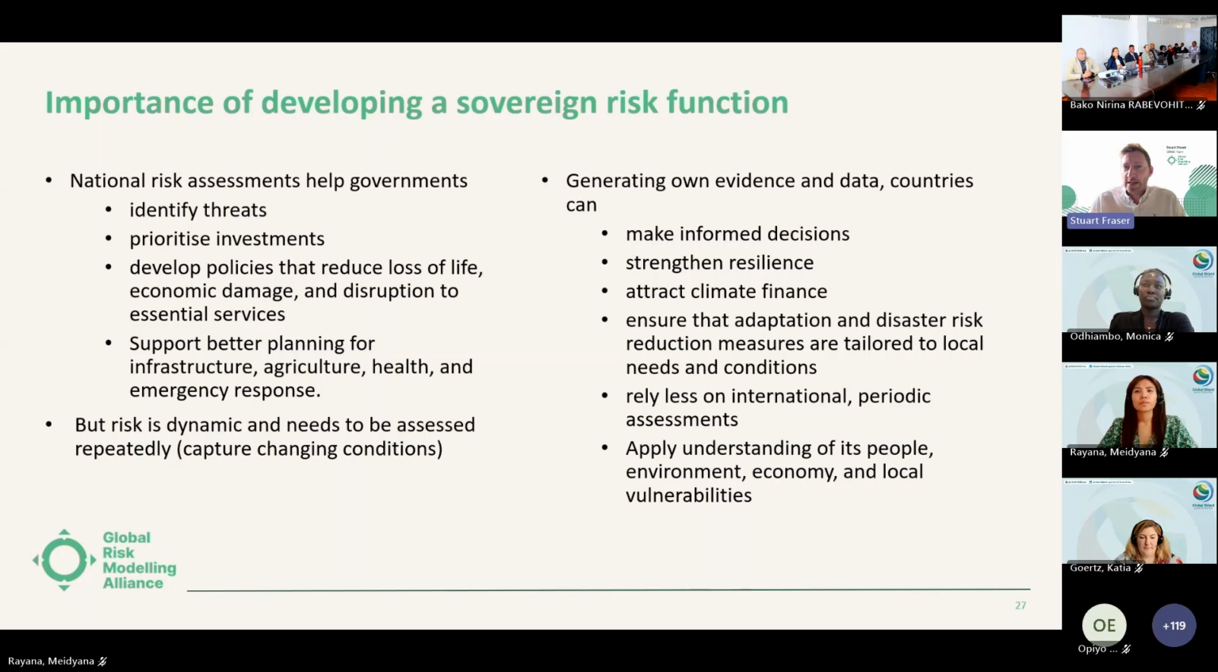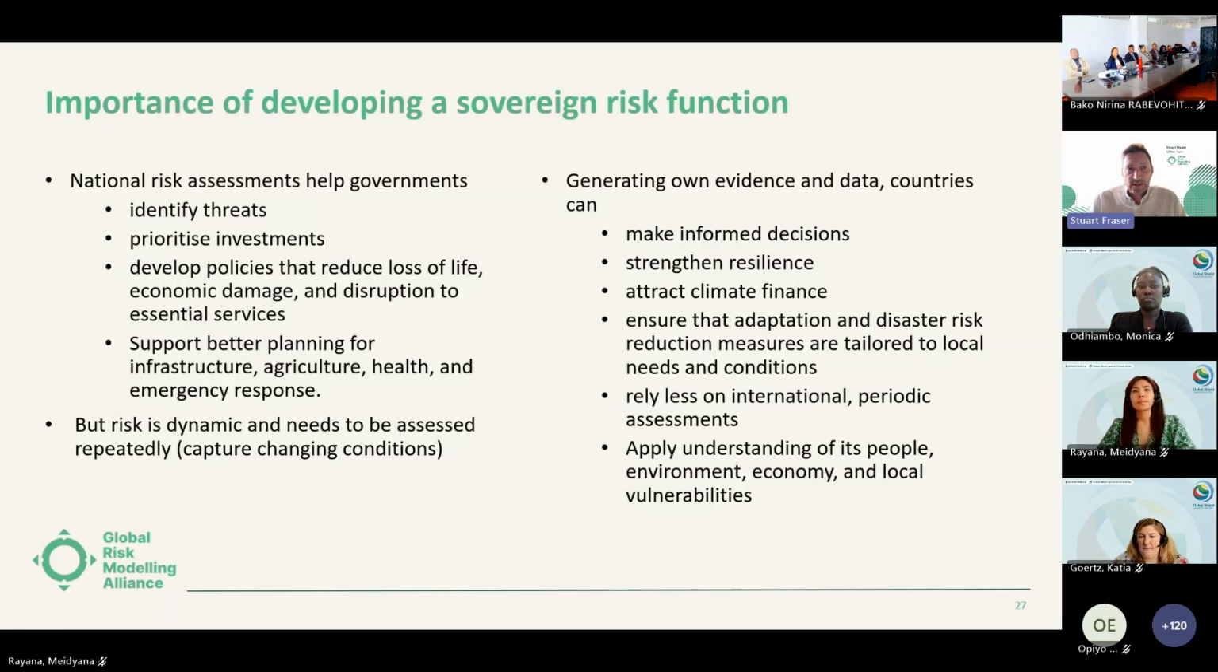And engaging an international consultant to come in every 5 years or so to do a risk assessment gives you a snapshot, but it doesn't enable you to update the view of risk as your cities are changing or as your hazard profile is changing, and capturing changing conditions with the local expertise that exists in your institutions over time, every year or every couple of years. So it's important to generate that evidence and data within countries and make those informed decisions on the basis of official data and data from within your institutions, with the people who are expert on the conditions, the local context and implications on the ground.